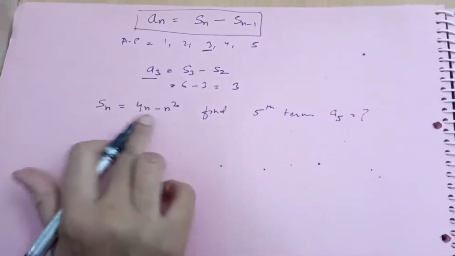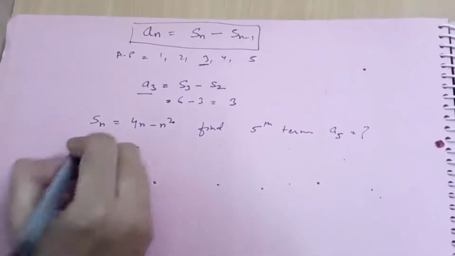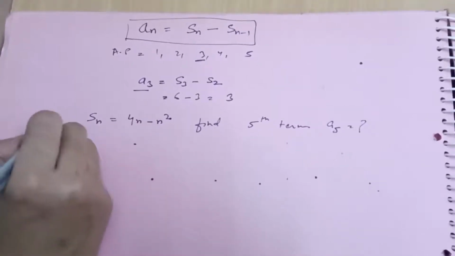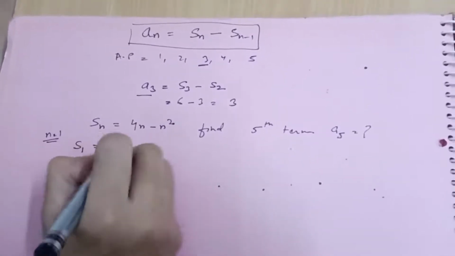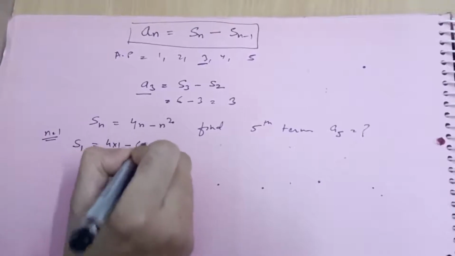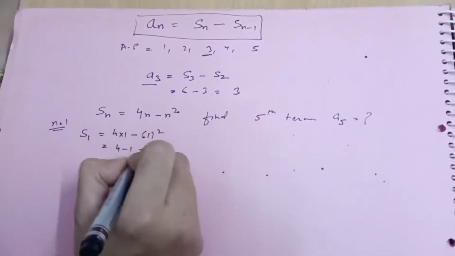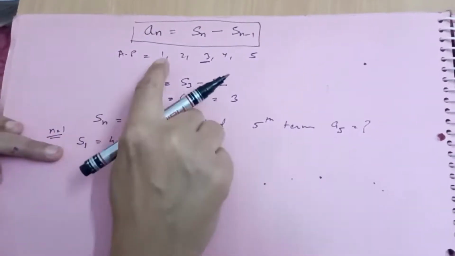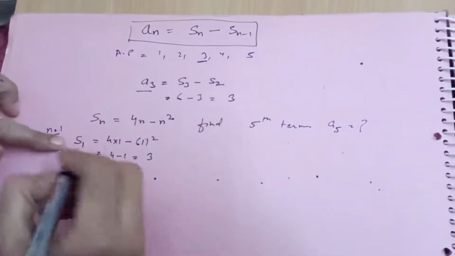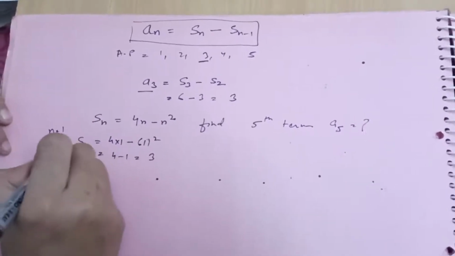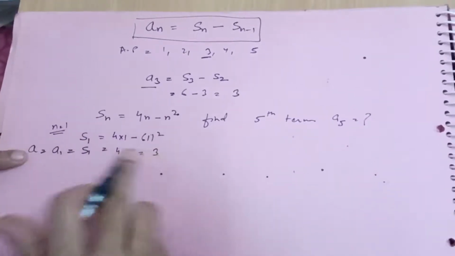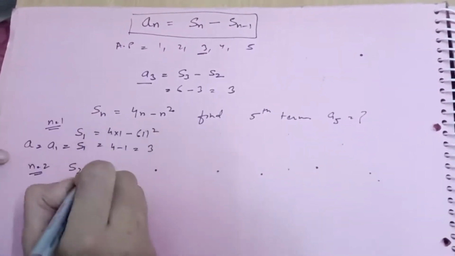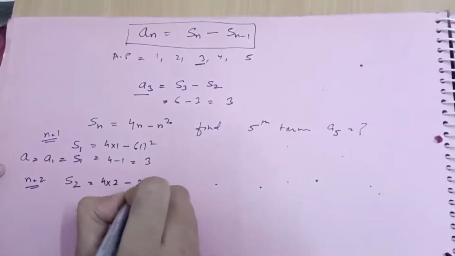Okay, like this. Now Sn is there, and two ways I will be teaching you. Sn is there, so for S1 put n equal 1. So S1 will be 4 into 1 minus 1 square, which is 4 minus 1 equals 3. Sum of one term means if you sum one term, the first term only will come. So S1 is actually a1, the first term. First term is 3. Now S2 by putting n equal 2 in this expression, so what is 4 into 2 minus 2 square.